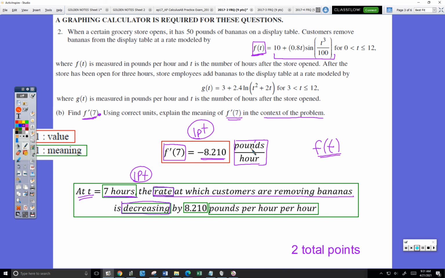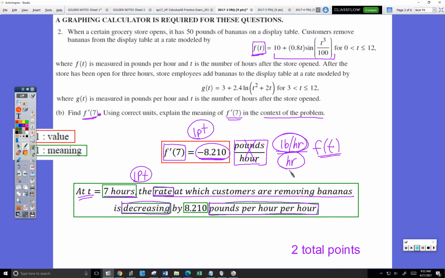That rate, these units are wrong, we got to fix that. That rate is going down by 8.21 pounds per hour every hour. So the rate is whatever value the rate is, but the rate's going down by 8 pounds per hour every hour. That's 1 point for having that explanation.